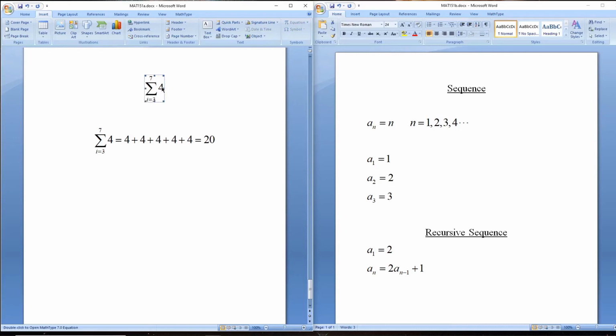So the constant sequence sometimes messes with people when they're first learning this stuff. And it works just like a constant function. No matter what value you put into that, it's always going to output the same number. And so this notation right here means just adding 4 together 5 times.